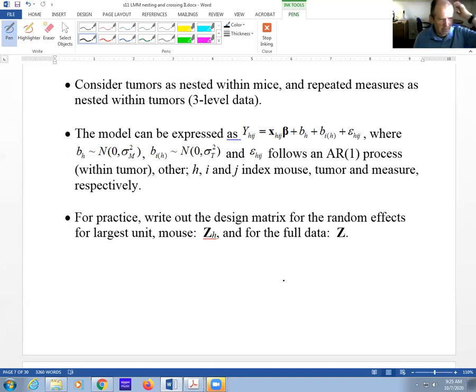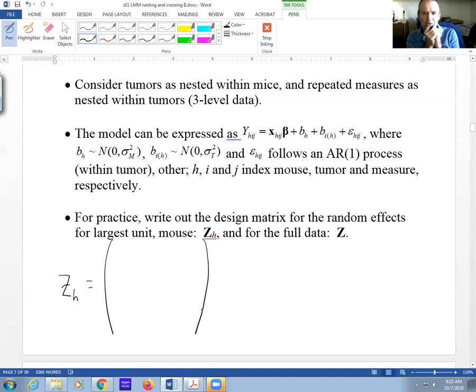So, for practice, write out the design matrix for random effects for the largest unit, mouse. Let's see if I can do that. I didn't do this before, so you may have to help me here. So we have Z sub H, and we know that we're going to have a left bracket and a right bracket. Those are two things we know for sure. There's probably going to be ones and zeros in there, right, for a Z matrix.